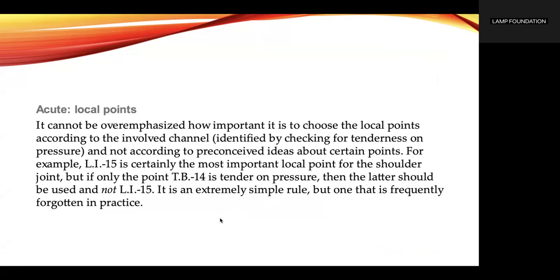For example, LI 15 is certainly the most important local point for the shoulder joint, but if only the point TB 14 is tender on pressure, then the latter should be used and not LI 15. It is an extremely simple rule, but one that is frequently forgotten in practice.